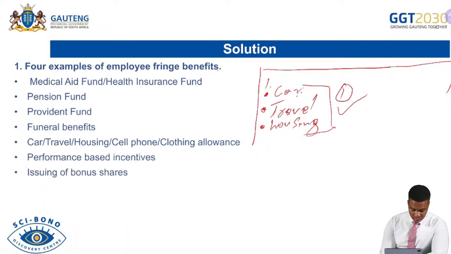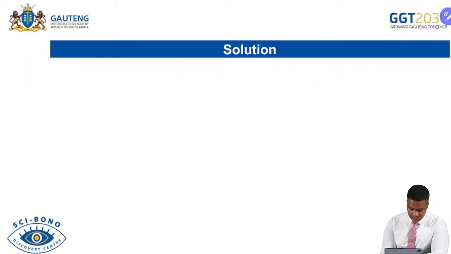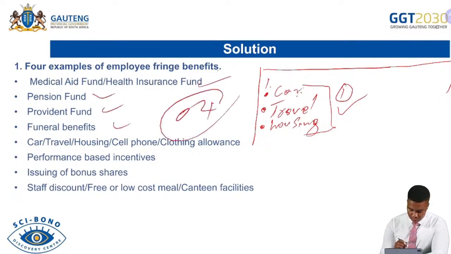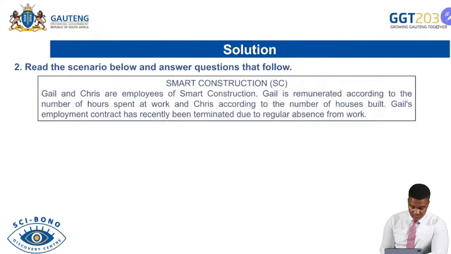Furthermore, performance-based incentives, issuing of bonus shares, staff discounts or free or low-cost meals or canteen facilities. So that is your four fringe benefits. 1, 2, 3, 4, and that's how you get four. We move to the scenario now. Read the scenario below and answer questions that follow. Smart Construction has Gail and Chris, who are employees of Smart Construction. Gail is remunerated according to the number of hours spent at work and Chris according to the number of houses built. Gail's employment contract has recently been terminated due to regular absence.